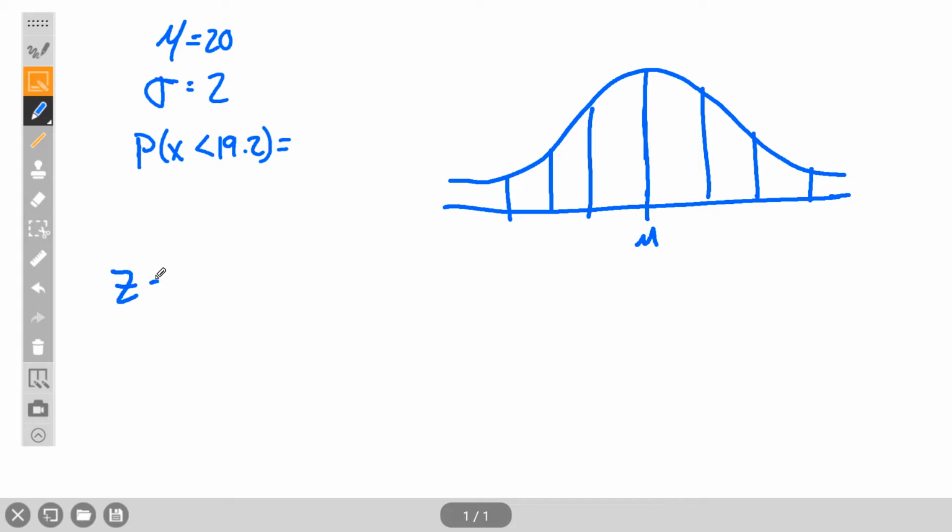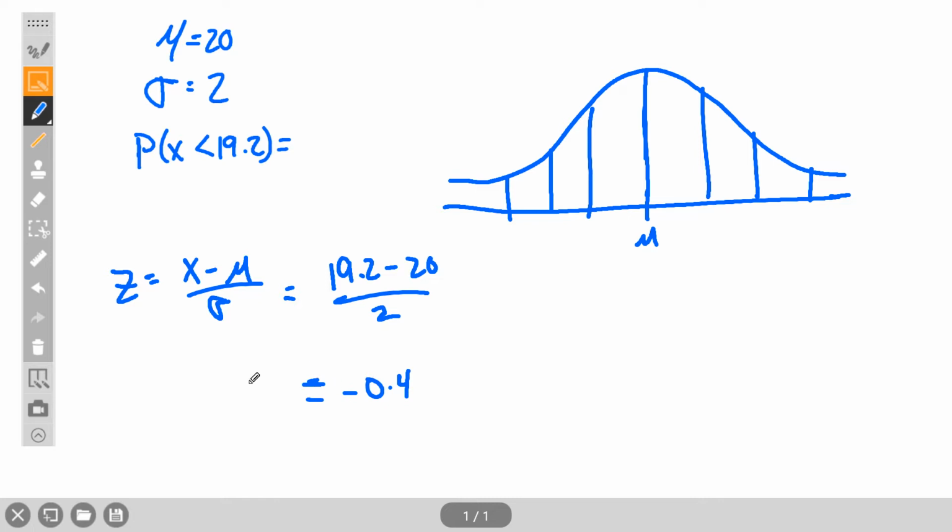So let me calculate the z-score first of all. So I would do x minus mu over sigma. Okay, so in this case, x is 19.2 minus 20, over 2, which is negative 0.4. So the z-score for this particular value tells me that the value is negative 0.4 standard deviations. So that would be 0.4 standard deviations below the mean.